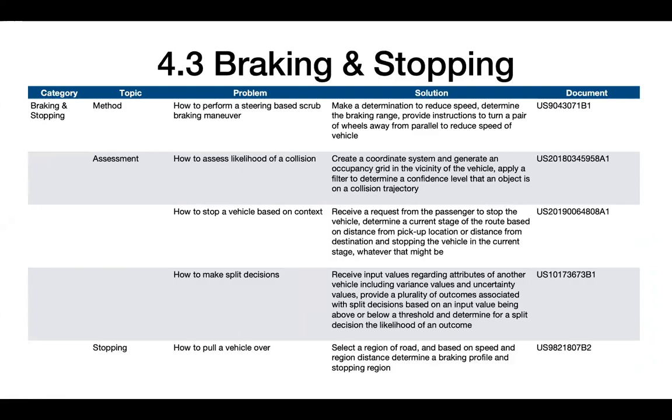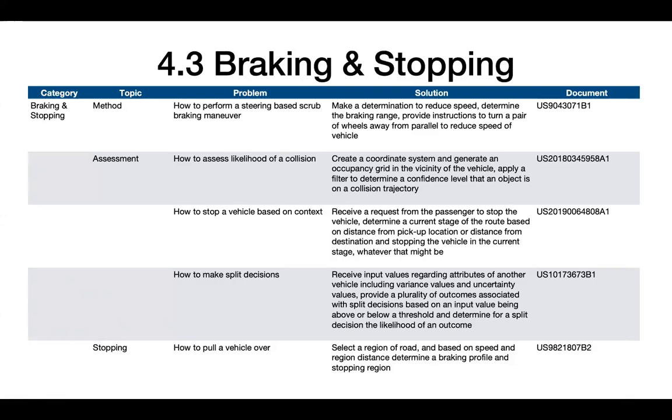How about assessing the likelihood of a collision and whether or not I need to brake? Create a coordinate system, generate an occupancy grid, so it's an other vehicle occupancy grid in the vicinity of my vehicle, and apply a filter to determine my confidence level that an object is on a collision trajectory. How to stop based on this type of a context?